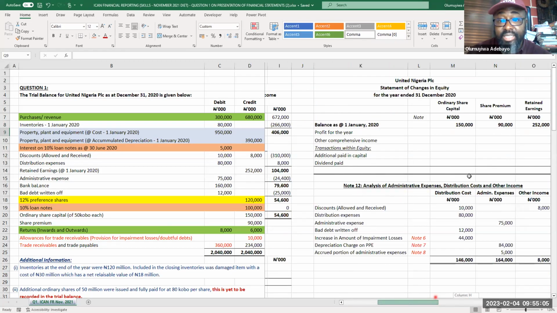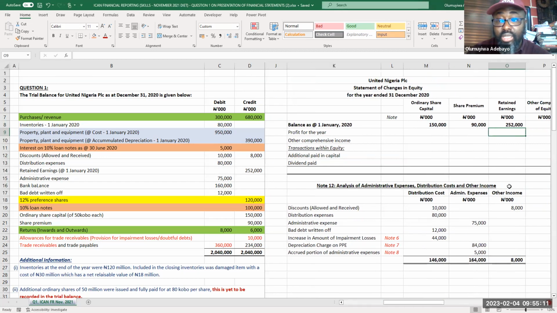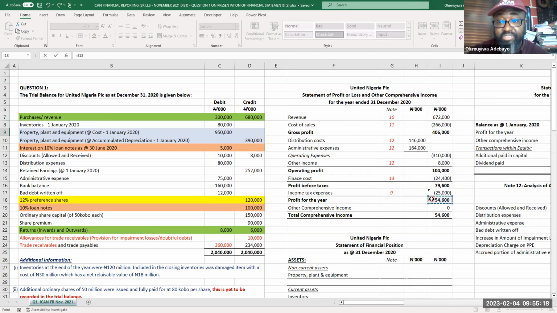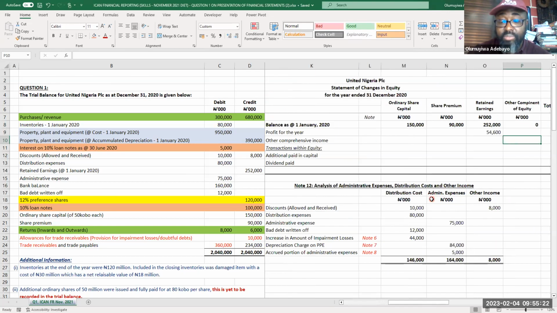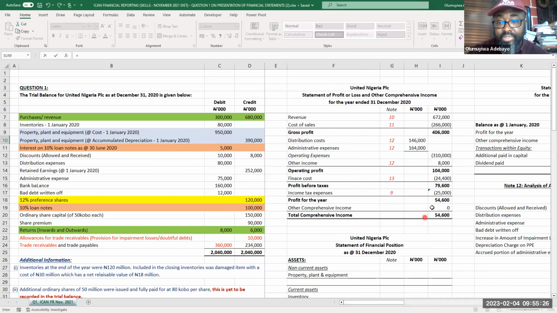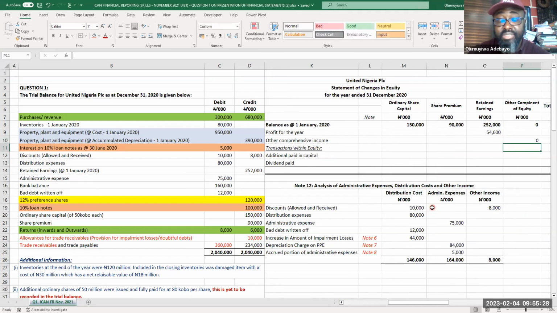Now, what has happened during the year? We made profit during the year. Profit we made during the year, if you remember, you go to your profit or loss, profit for the year, you put it there. If you have other comprehensive income, which you don't have, I just link it there. This is 0. You have it there.